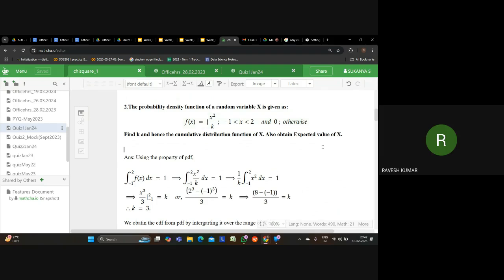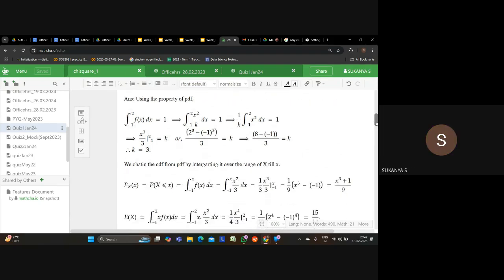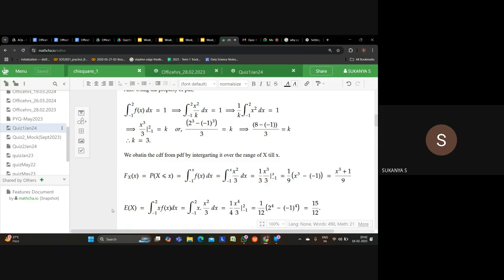Ma'am, the expectation part once again. Yeah, expected value of a random variable x when it is a continuous random variable, the formula says integral over the range of x into f of x dx. Now f of x we have it as x square by 3. So x into x square by 3 over the range minus 1 to 2 dx. X into x square is x cube. So you get x cube by 3 integral minus 1 to 2 dx.